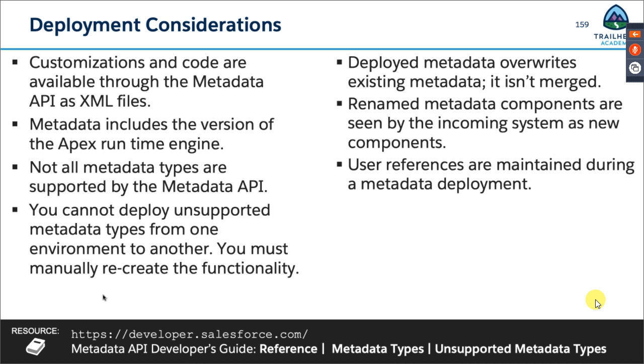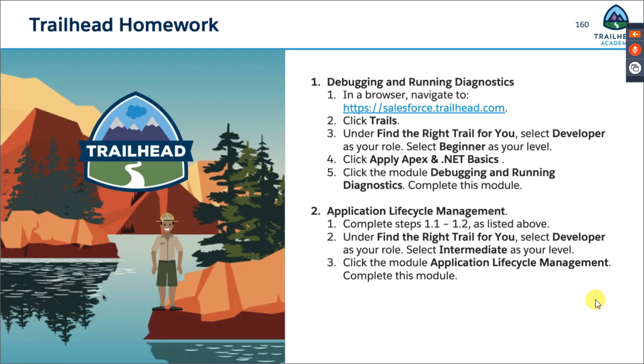Things like renaming metadata, sometimes it's kind of crazy, because when you change the name of a field and you deploy the new name, that field is going to be added to the environment rather than changing the name of the field. So you're gonna end up with two fields in there. All right, good. For these, there's a couple of units, couple of trails, debugging and running diagnostics, and application lifetime management.